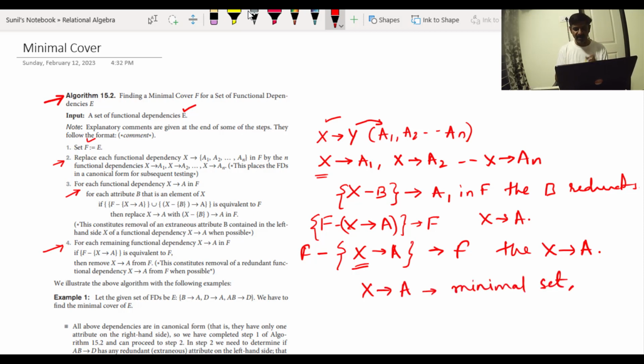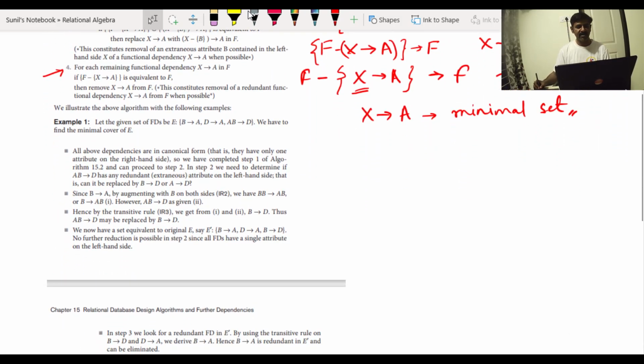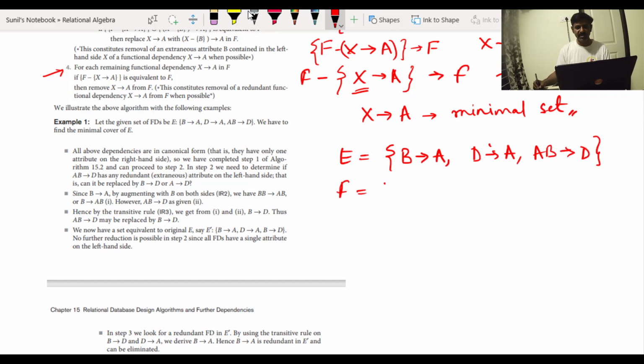I'm sure you have not followed much of it. Let us see the application of the same in a scenario. Here we have taken a functional dependency set which is B arrow A, D arrow A and AB arrow D. Now let us assume that the minimal cover F is equal to E. It means all of these are part of the minimal cover F. If you observe these functional dependencies 1, 2 and 3, each of them is of the form X arrow A. It means they are already in the canonical form. So we can do away with step number 2 and directly go to step number 3.